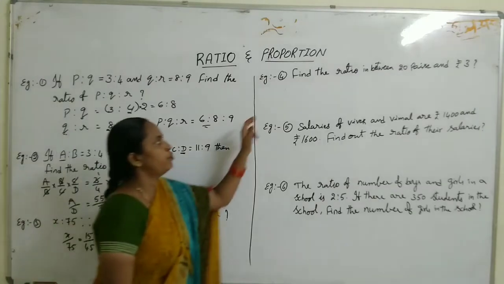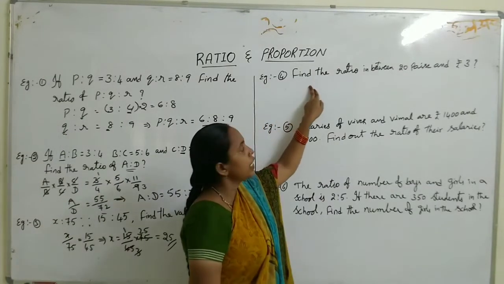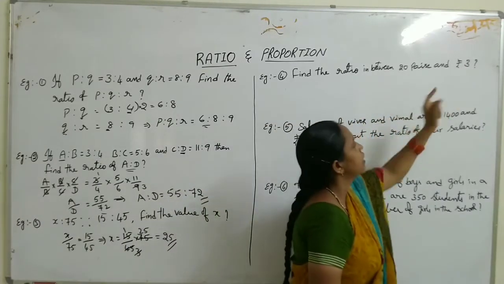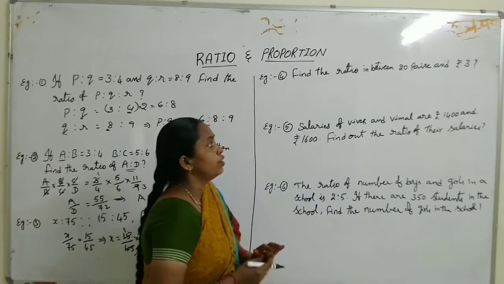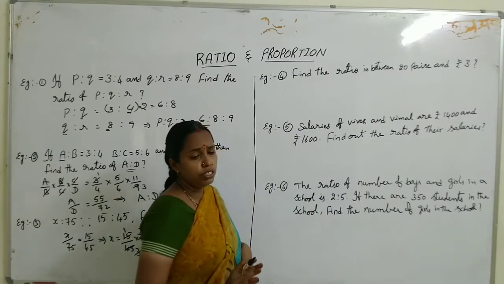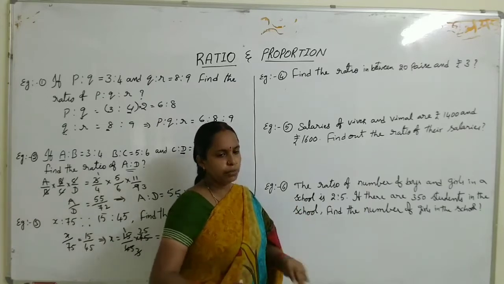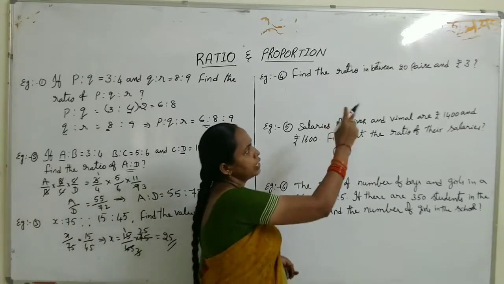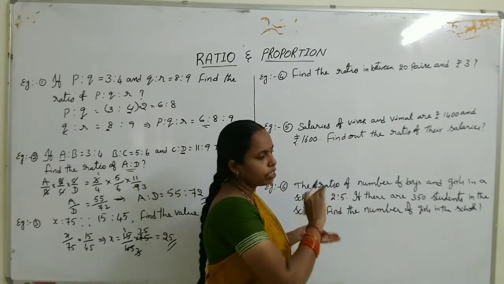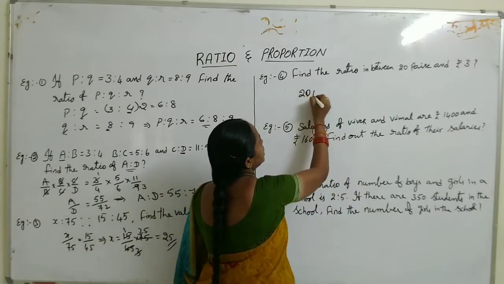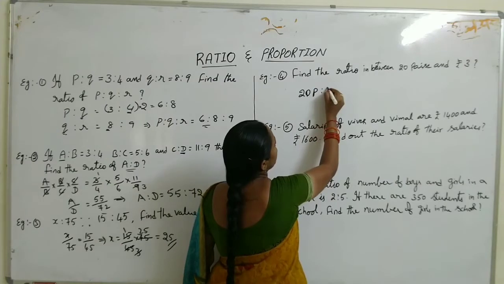Next, example 4. Find the ratio between 20 pies and 3 rupees. First of all, ratio is a tool to compare quantities which are in the same units. Here pies and rupees, so first we have to convert to the same units. 20 pies is to 3 rupees.